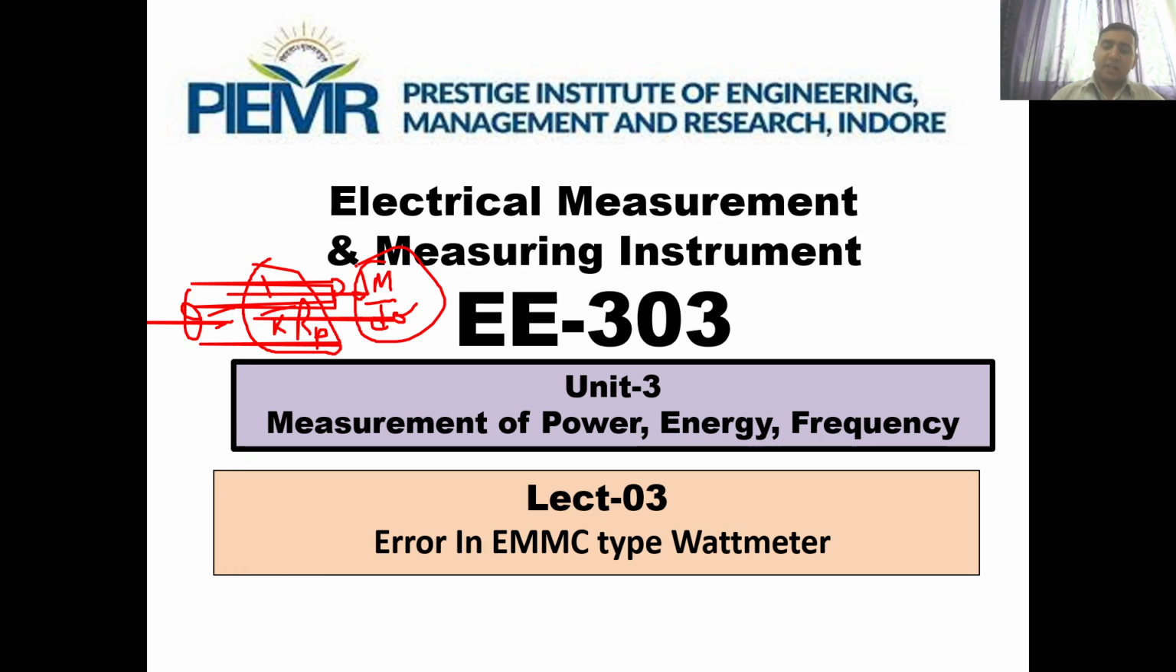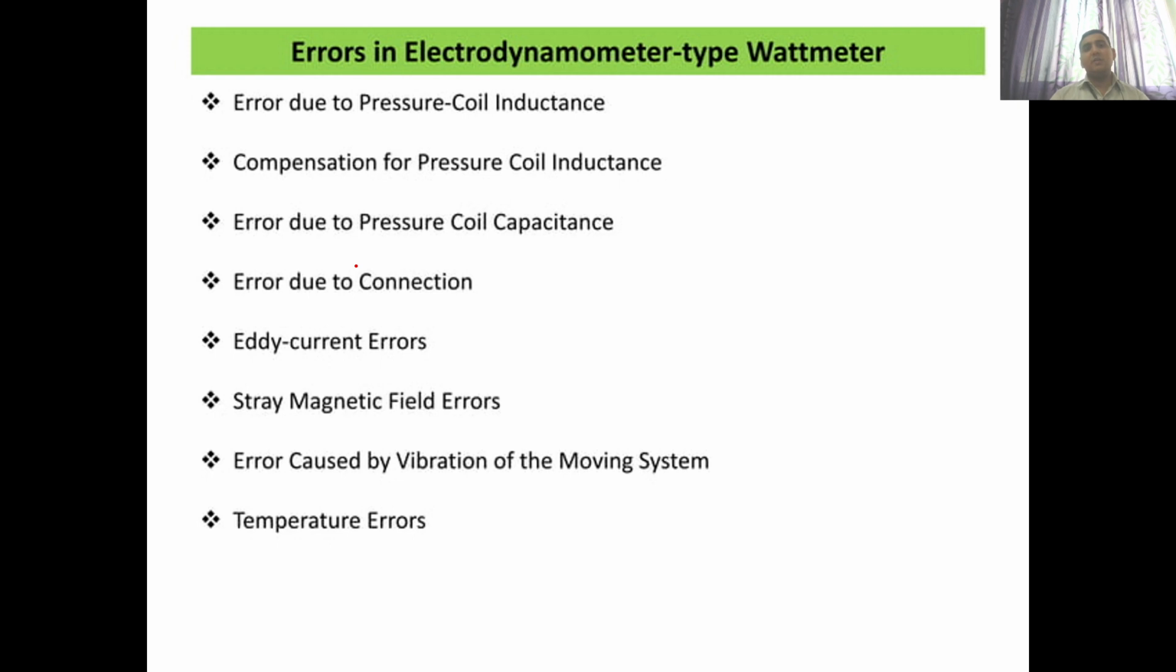So in this lecture we will discuss different types of errors in electrodynamic wattmeters. We will discuss the error due to the potential coil inductance, where we assume it has only a resistive nature but it also has an inductive effect. How do we compensate this pressure coil inductance? In the third part we will see that the pressure coil not only has inductance but also capacitance effects. What are the errors due to the connection, when we connect the pressure coil in parallel to the load, or in parallel to the source?